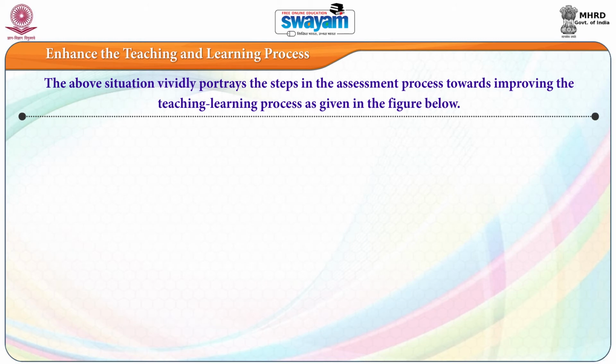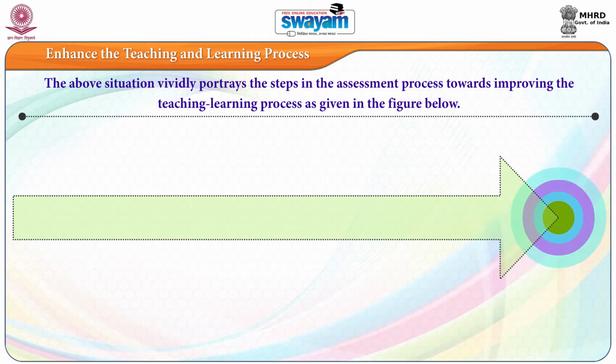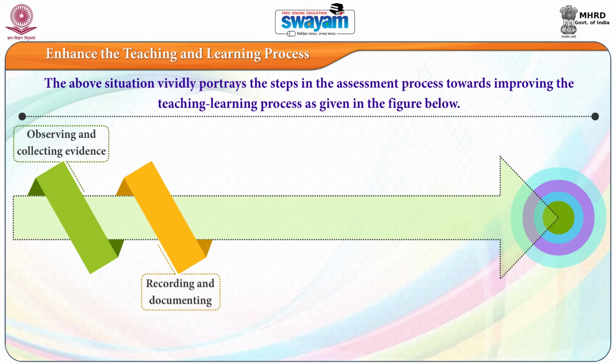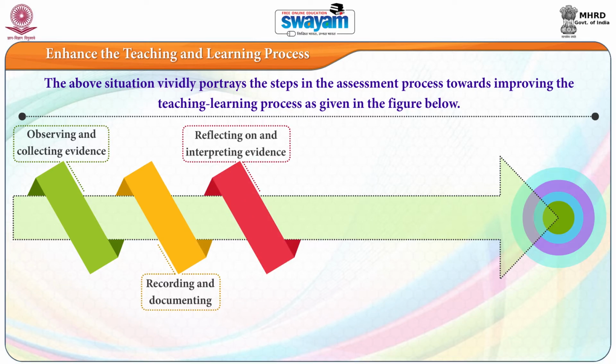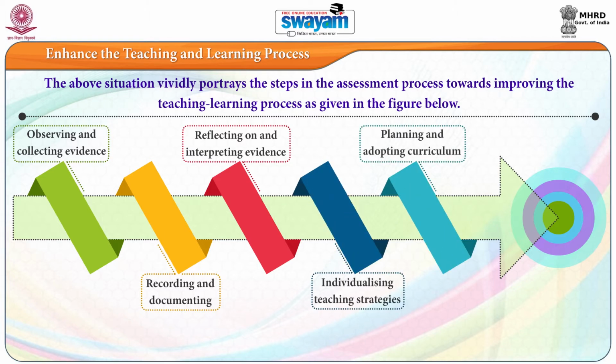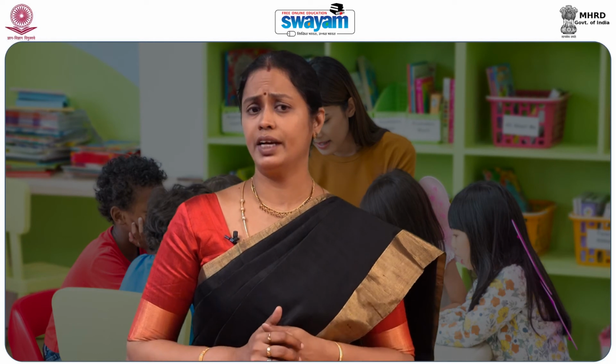The above situation vividly portrays the steps in the assessment process towards improving the teaching learning process as shown to you in the figure. The steps in assessment are observing and collecting evidence, recording and documenting, reflecting on and interpreting evidence, individualizing teaching strategies, and then the last is planning and adopting curriculum. Though the observation method of assessment has got several advantages, the teacher should use as many sources of information concerning the evidence and should not base a conclusion with one encounter.